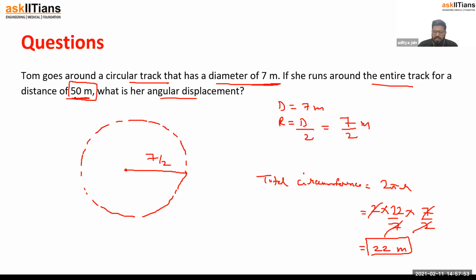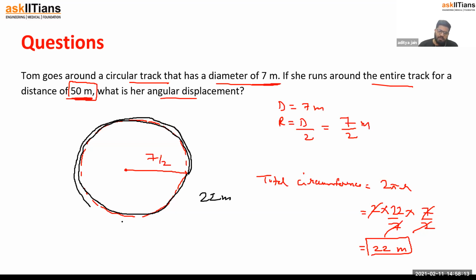And what distance has she covered? She has covered 50 meters. So what is the situation here? She will start the journey and do one complete rotation. After one complete rotation, she has traveled 22 meters. Now again she will start the movement along the circular track. Yes or no? She does the complete rotation and it will again travel 22, so it will be 44 meter. So 44 meter distance she has traveled during the 2 complete rotations.